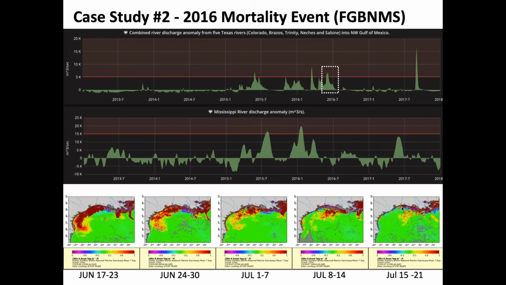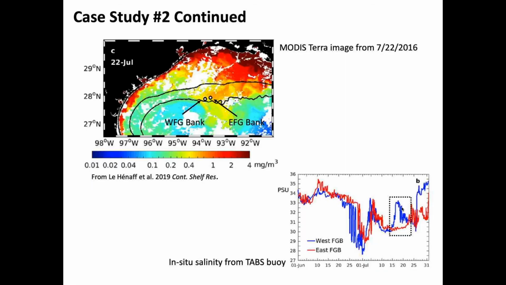We wrote a paper with a colleague from AOML, and we dove into it and got some daily images from other sensors. We looked at MODIS. There's actually two MODIS sensors. We looked at the other one called Terra, and here on the 22nd, we see this nutrient-rich water offshore, and it's really going over the East Flower Garden Bank, but the West Flower Garden Bank is a little bit less impacted because this came from the east.